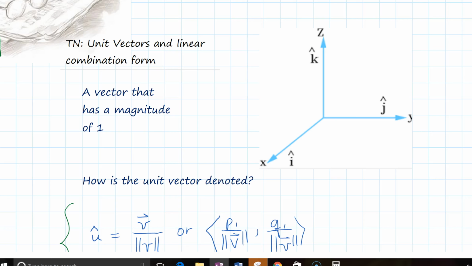Hi students, we're going to look at vectors again. This time we're going to look at unit vectors, and we're going to express them not only in component form, but a new form called linear combination.